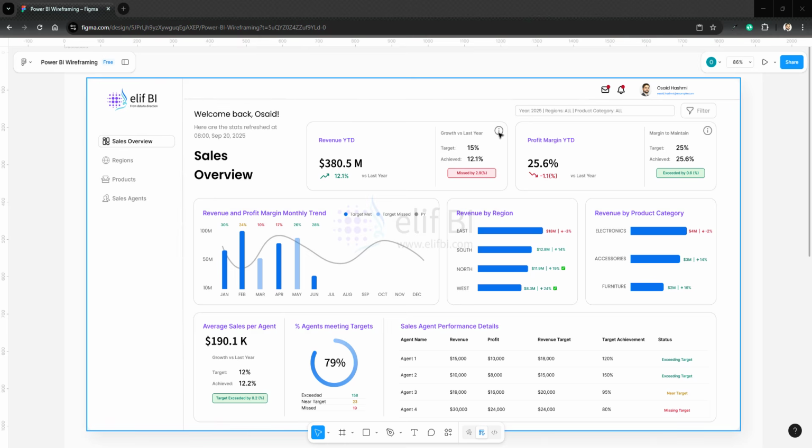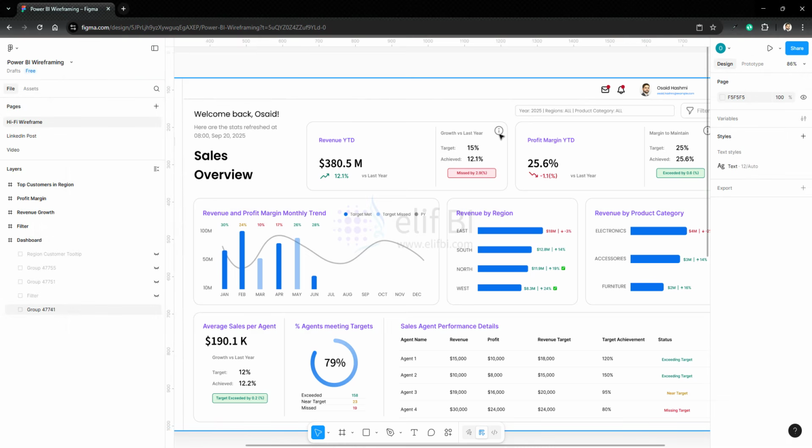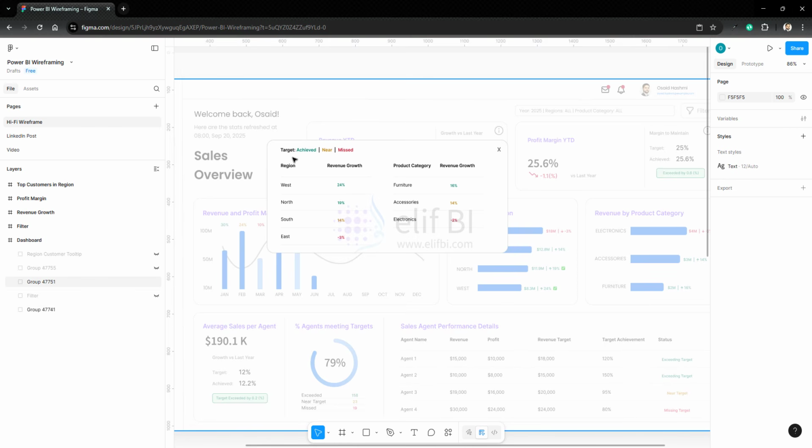And then we've got this information icon, and the way it's going to function is that once we click on this in Power BI, it's going to be something like this. Here we would have a small information box which would show whether the target has been achieved, it's near the achievement, or it has been missed, for different regions, showing the target achievement of individual regions. Similarly, we are showing it for the products. This is the close icon.